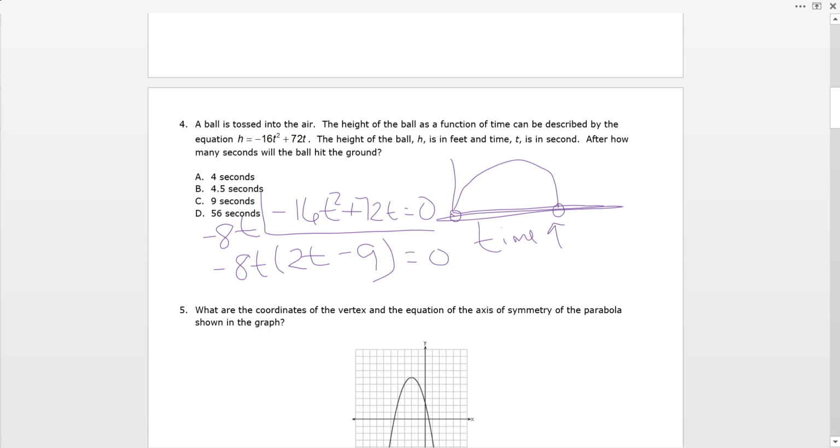So either negative 8t equals 0 or 2t minus 9 equals 0. Well, negative 8t equal to 0 is t equals 0, which is where the ball starts, and that's not what I'm interested in. 2t minus 9 equals 0. I'm going to have 2t equals 9, divided by 2, and t equals 4.5. So B is the correct answer.